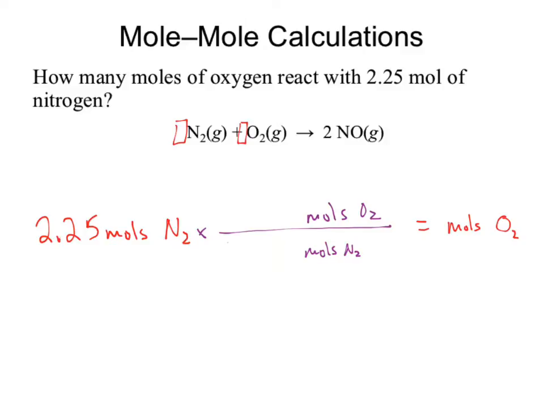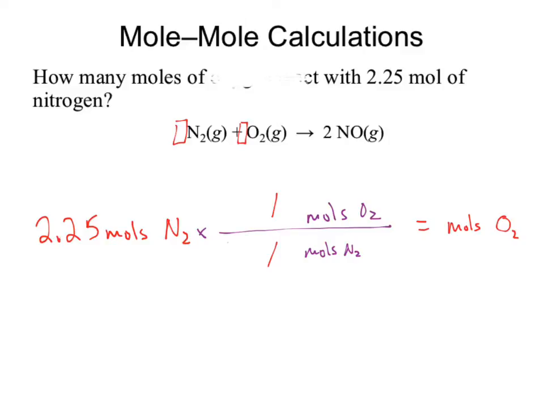What is the number that needs to show up in front of moles of O2? 1. What is the number that needs to show up in front of moles of N2? 1. What's my answer? 2.25 moles of O2. That's it. That's the answer. Your units set up the work. Follow your units out.